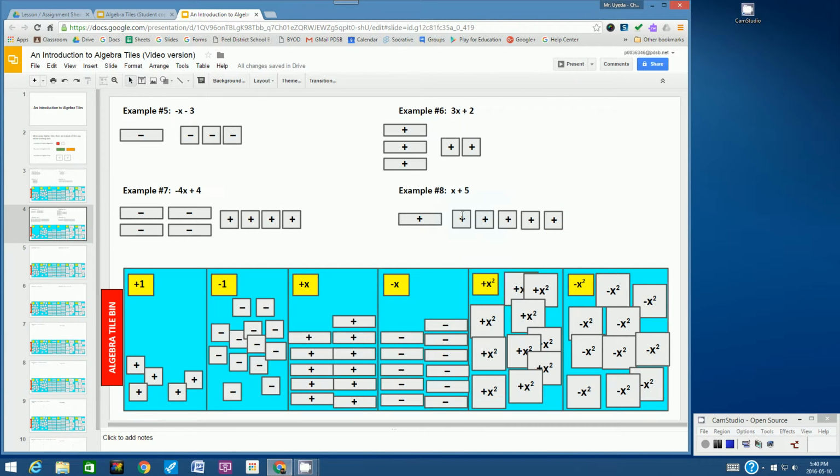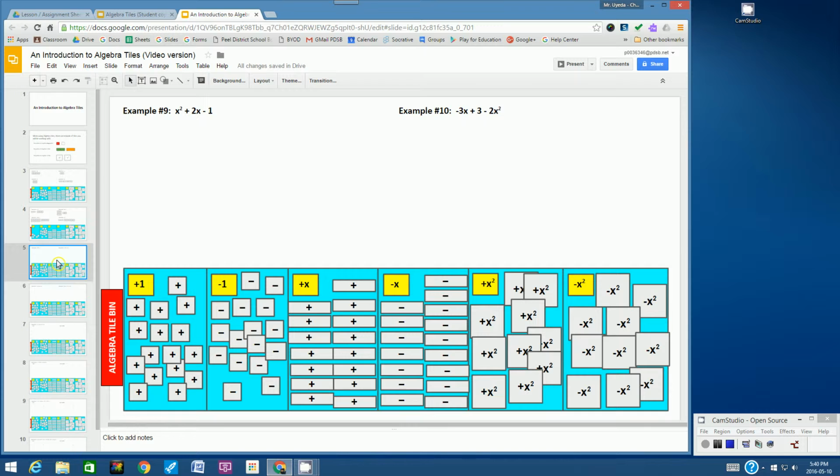Okay, so there is my algebraic tile diagram for the algebraic expression x plus 5. Okay, let's move on to the next slide.